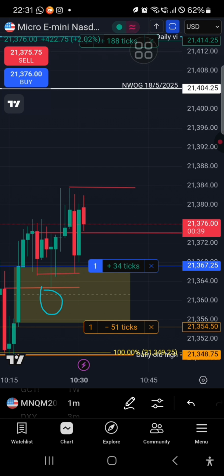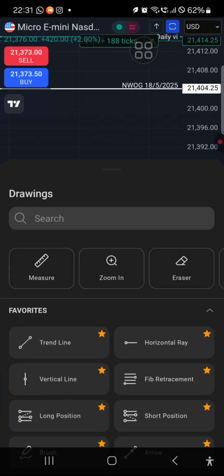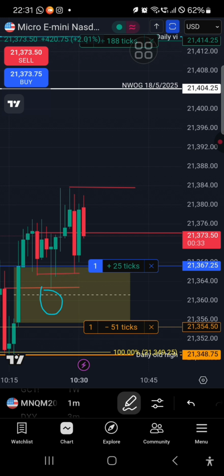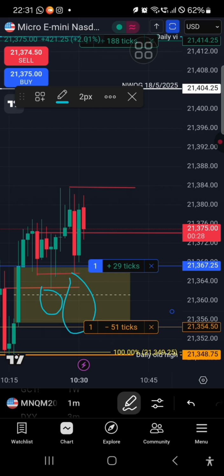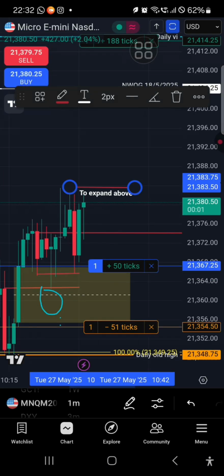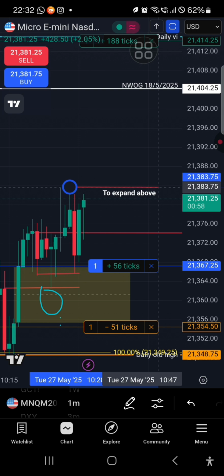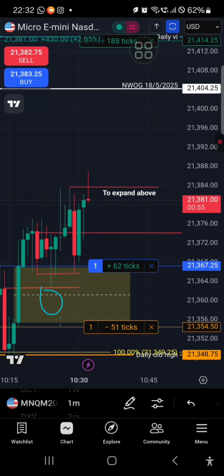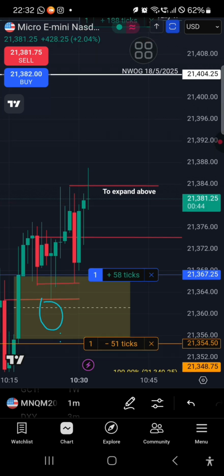But look at the bodies. The bodies are still staying above this BC, it's still leaving it empty. That is still telling me that we are still bullish, to expand above. Okay, we have the VI here. Can it send price higher?